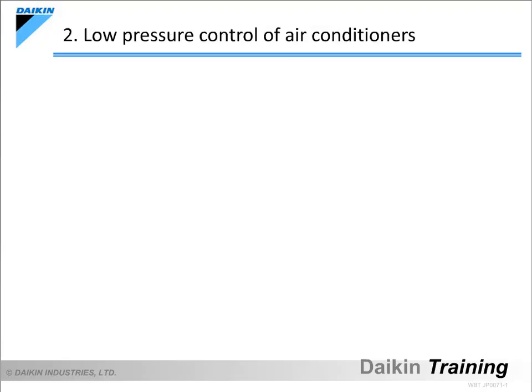If the E4 or JC code is displayed and the air conditioner stops as a result, the primary cause is a problem on the low pressure side in the air conditioner's refrigerant circuit. So, we will first look at low pressure control of an air conditioner.